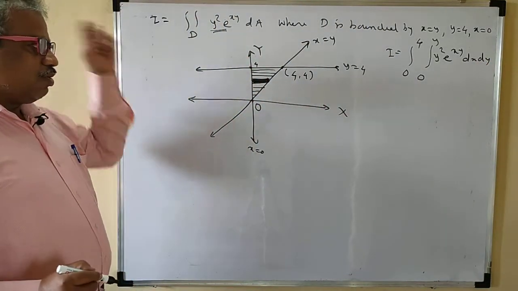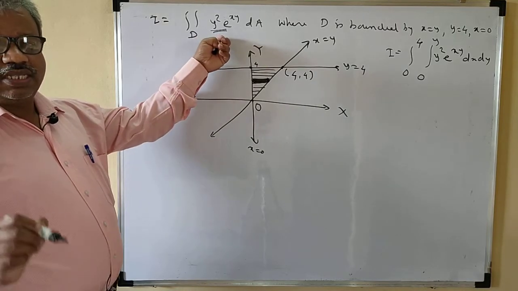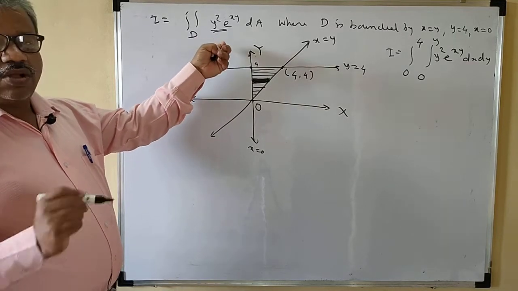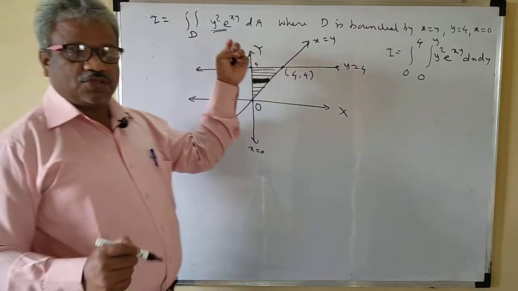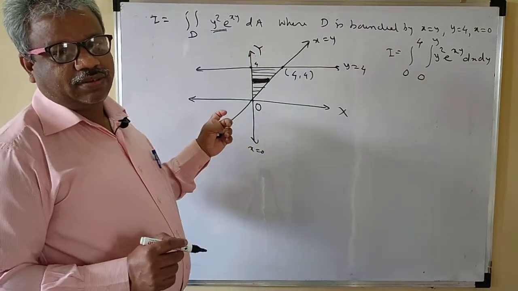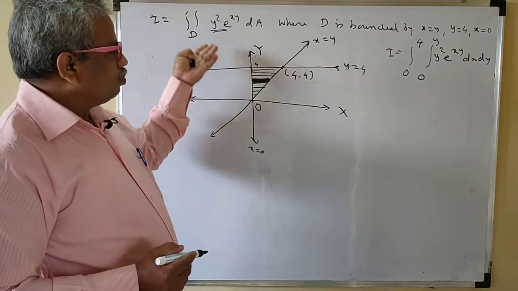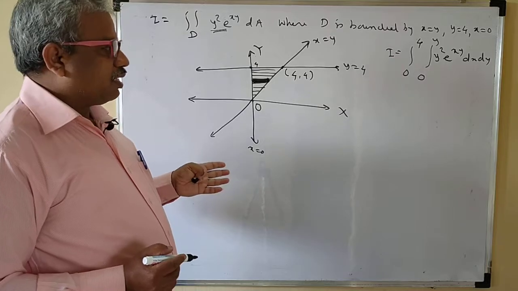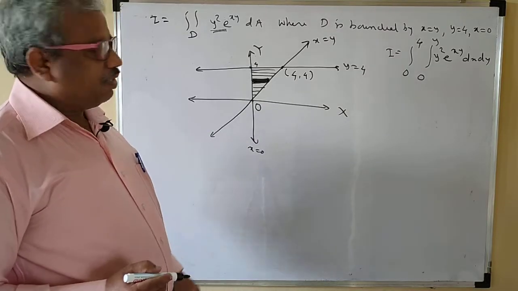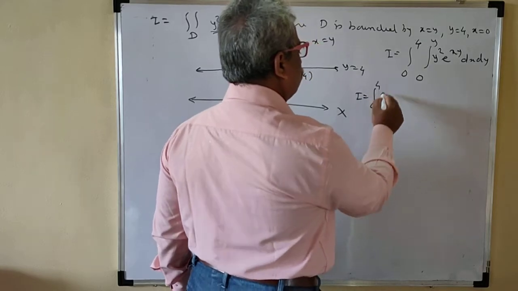Now see here, you have drawn the strip parallel to the x-axis because your function is easily integrable with respect to x. It is not easily integrable with respect to y, so you would have to use integration by parts. We are avoiding that by parts, so we draw the strip parallel to the x-axis. Now we solve this integration. So I is equal to the integral from 0 to 4.